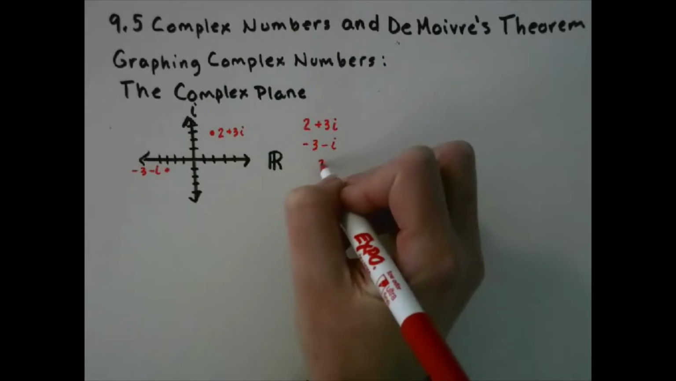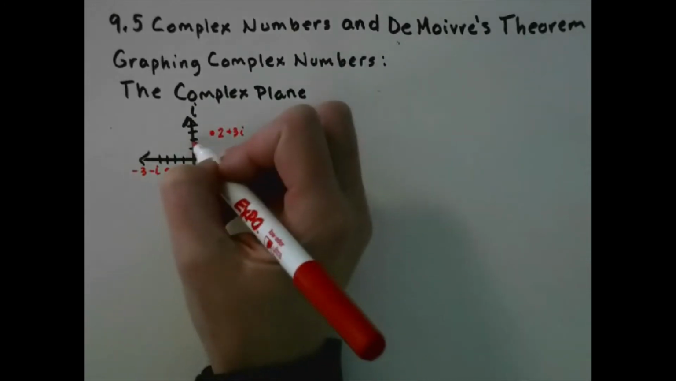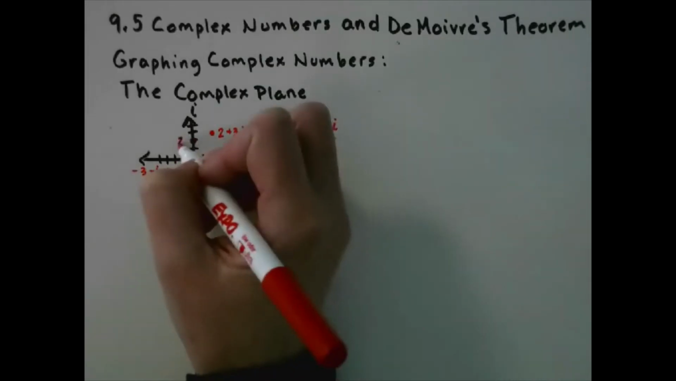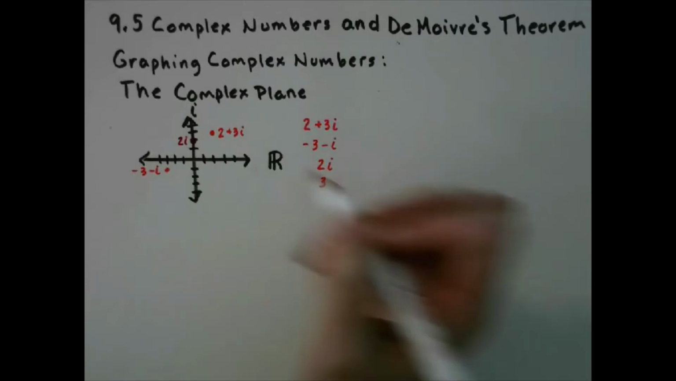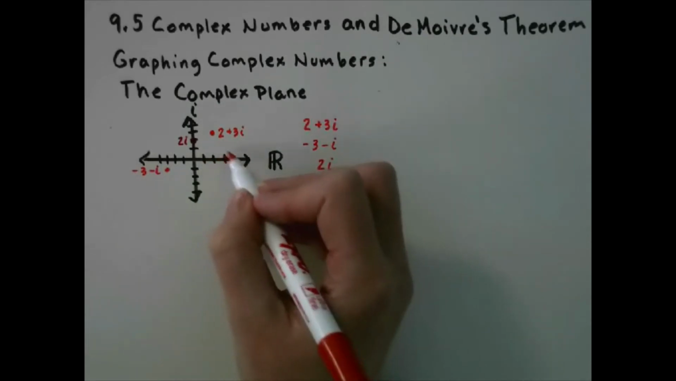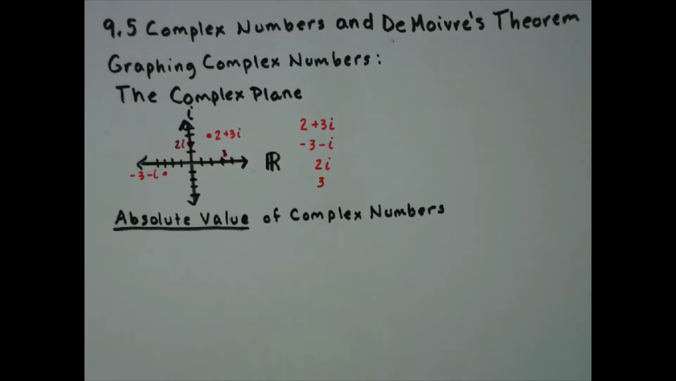Okay, we can graph what's called a pure imaginary number. So 2i would be 1, 2 up there on that axis. Or we can graph real numbers. 1, 2, 3. So that's how we graph.